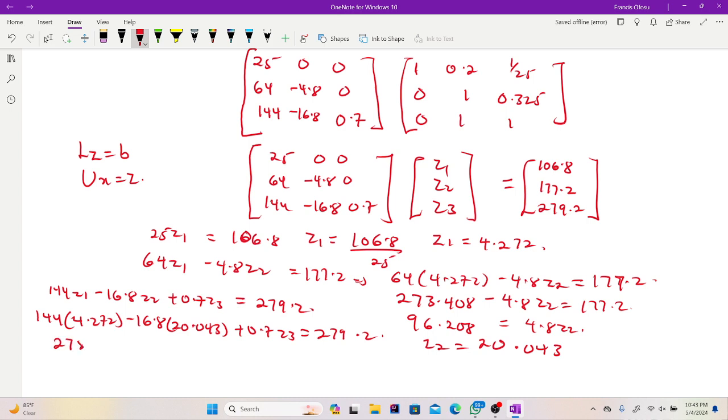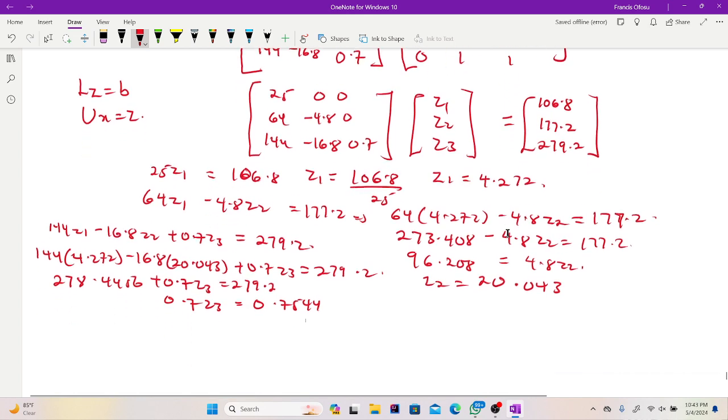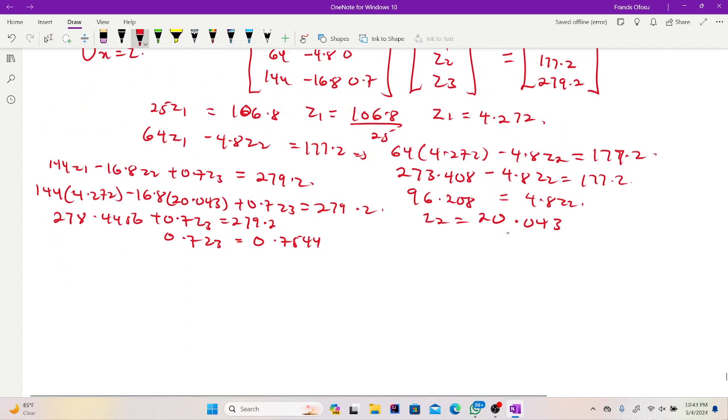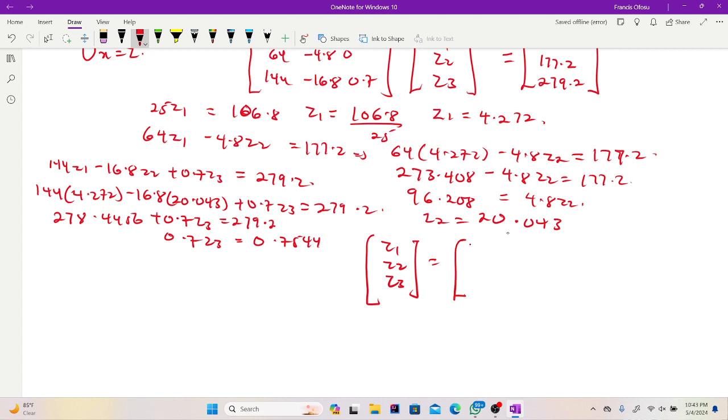I'm getting 278.4456 plus 0.7 Z3 is equal to 279.2, right? So 0.7 Z3 is equal to 279.2 minus 278.4456, and I'm getting 0.7544. So I'm done. I now know my Z1, Z2, and Z3, right? So I simply write it down. Z1, Z2, Z3 is equal to 4.272, 20.043, then 0.754. So once I get this, the next equation was Ux equals Z.